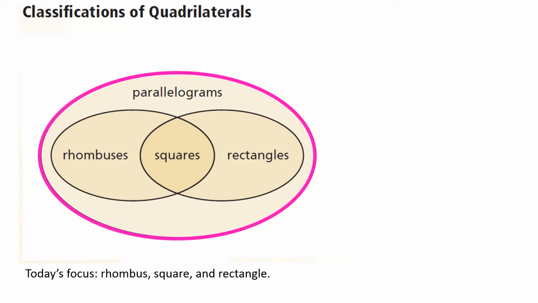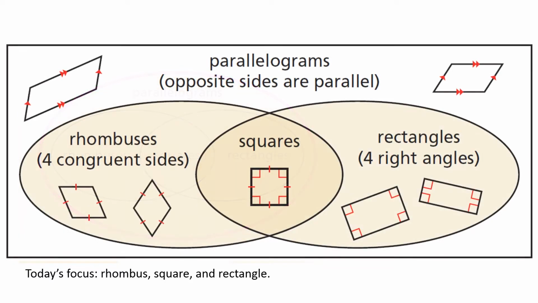All right, so within the quadrilateral family, we've got the parallelograms, and then within the parallelograms, we have those three shapes, the rhombus, the square, and the rectangle. Of course, slightly better representation here lets you know that if you are a rhombus, you've got four congruent sides, so each side has the same length. If you are a rectangle, you've got four right angles, so each angle in a rectangle is exactly 90 degrees. And if you have the characteristics of both, if you are a rhombus and if you are a rectangle, then you are a square. So the square is kind of like the coolest of the parallelograms as far as high up on the echelon goes.